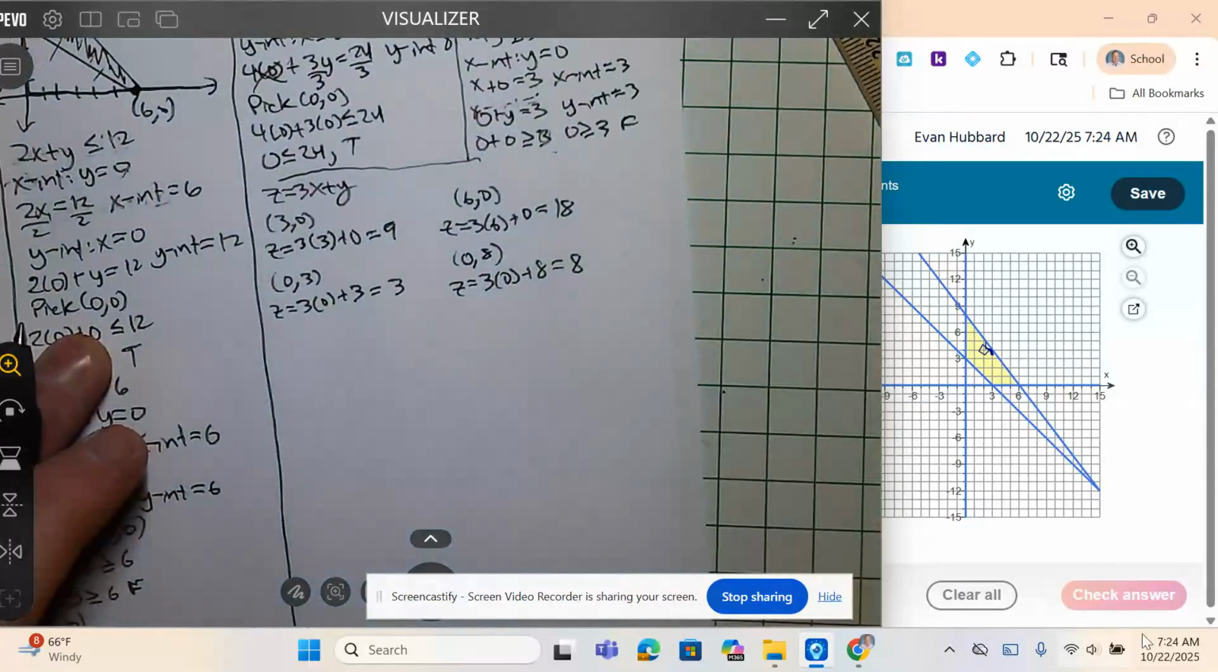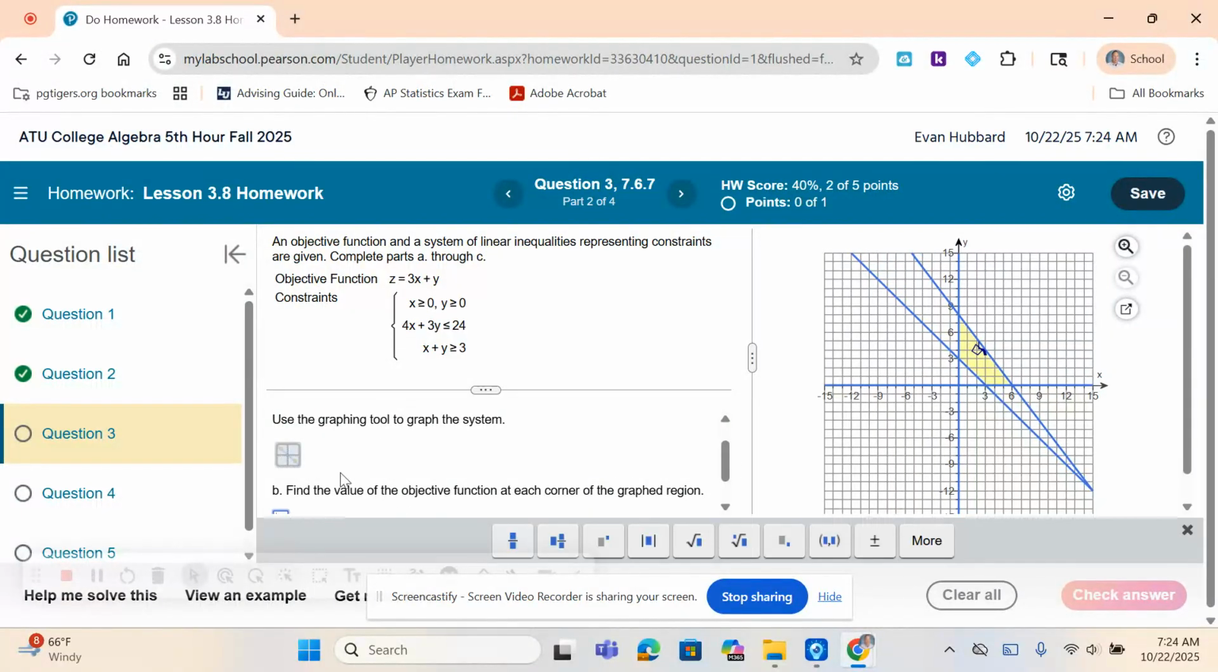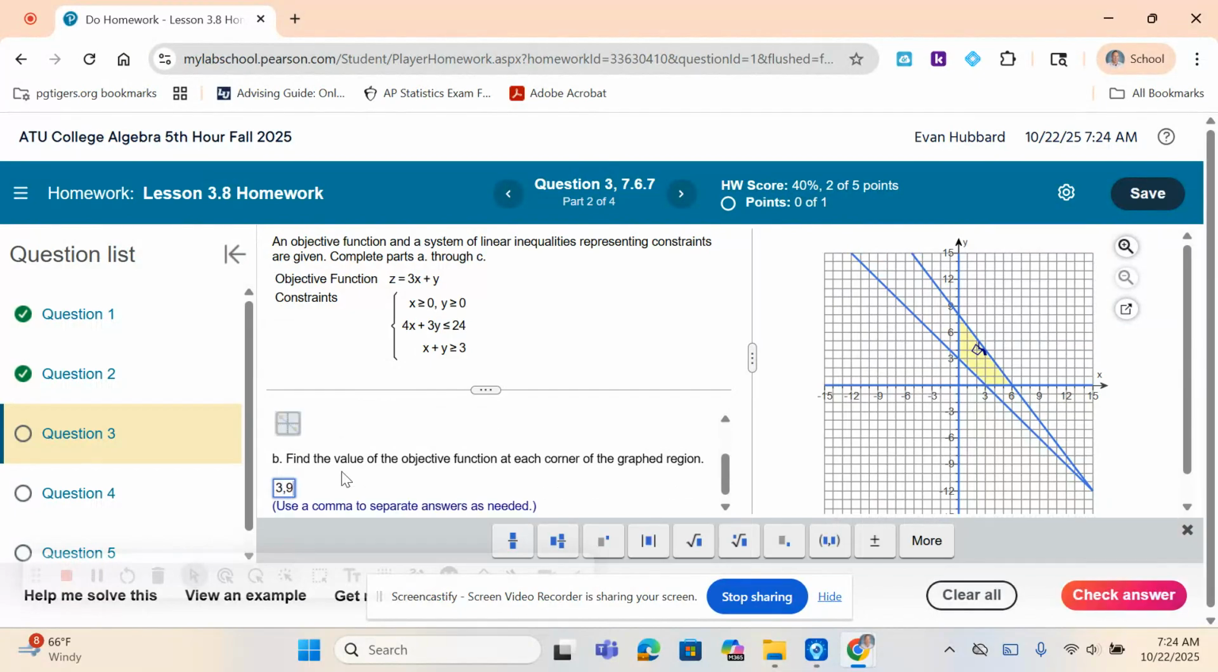So find the value of the objective function. I'm going to use commas to separate this. It'd be 3, comma 8, I don't know if the order matters, comma 9, comma 18.